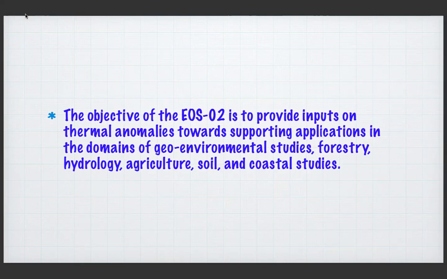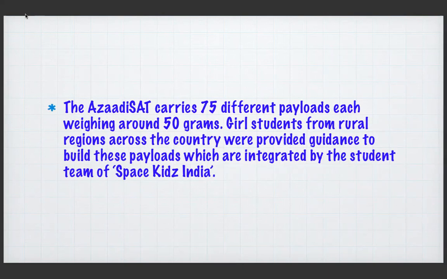So the objective of Earth Observation Satellite 02 is to provide inputs on thermal anomalies towards supporting applications in the domains of geo-environmental studies. So what are the applications of EOS? Geo-environmental studies, forestry, hydrology, water changes or water cycle, agriculture, soil, and coastal studies are the primary objectives of EOS 02. The Azadi Sat carries 75 different payloads. Why 75? To commemorate the 75th independence. 75 different payloads, each weighing around 50 grams. Girl students from rural regions across the country were provided guidance to build these payloads, which were integrated by the student team of Space Kids India.